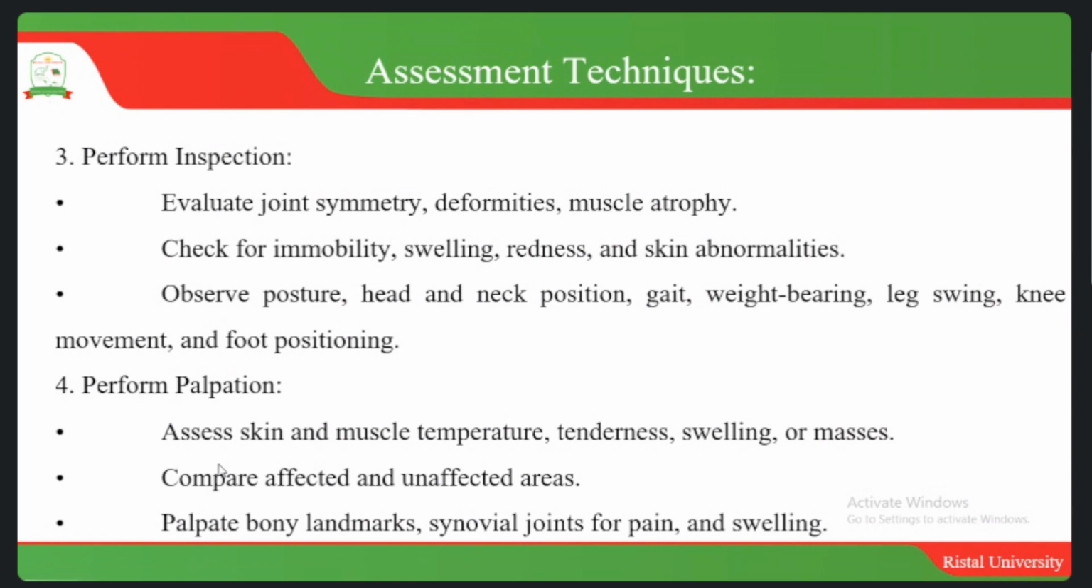Then also palpate the bony landmarks, the synovial joints for pain and the swellings. And this one can be in patients mostly who have arthritis. They always have those painful joints due to maybe the reduction of the synovial fluids in relation to these joints, which helps the joints to move. So when they lack that, they end up having those joint pains.